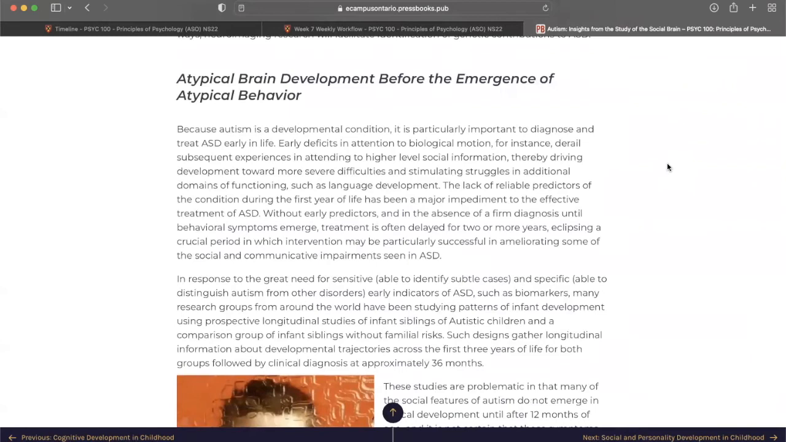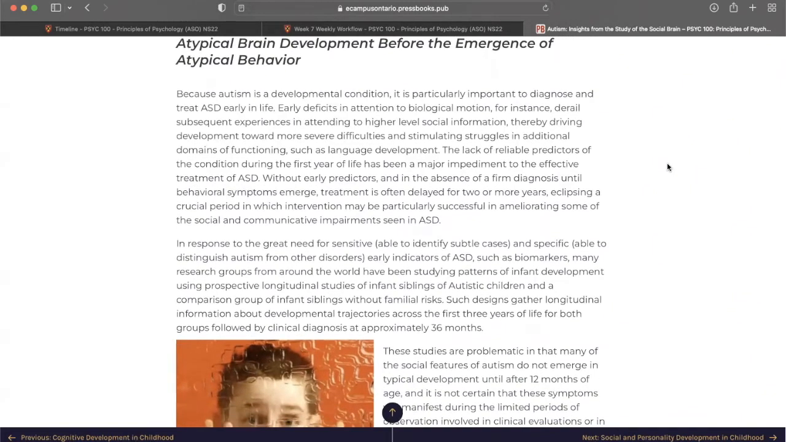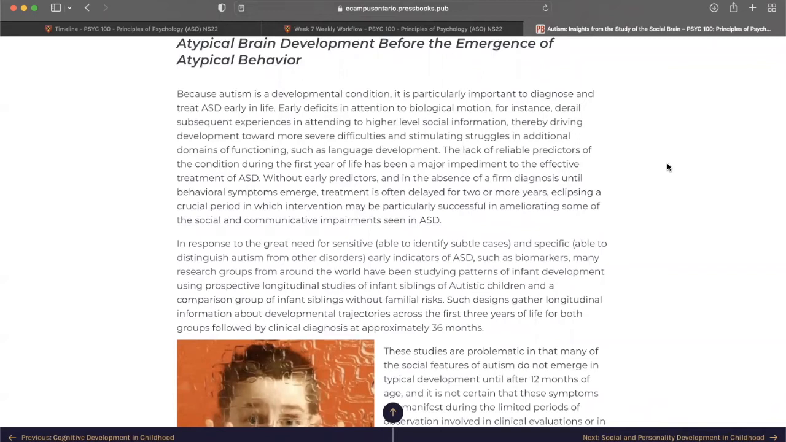Atypical brain development before the emergence of atypical behavior. Because autism is a developmental condition, it is particularly important to diagnose and treat ASD early in life. Early deficits in attention to biological motion, for instance, derail subsequent experiences in attending to higher level social information, thereby driving development toward more severe difficulties and stimulating struggles in additional domains of functioning, such as language development. The lack of reliable predictors of the condition during the first year of life has been a major impediment to the effective treatment of ASD.